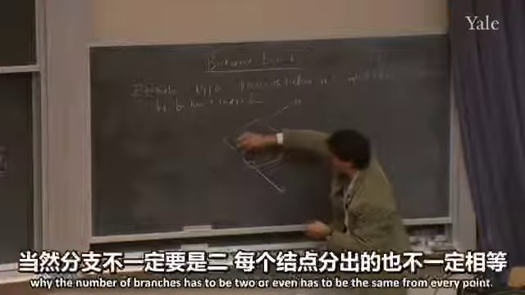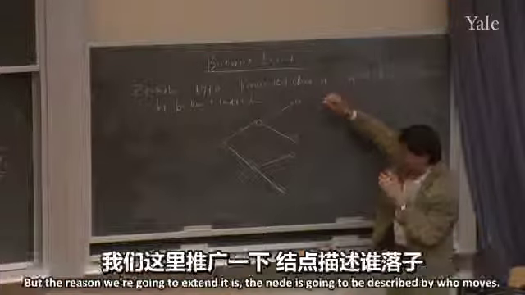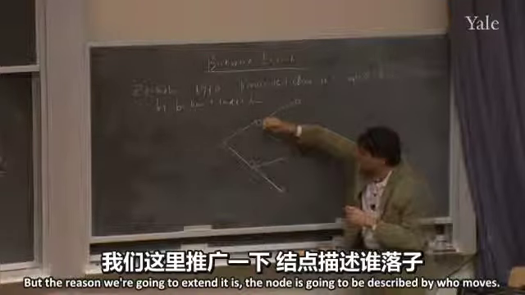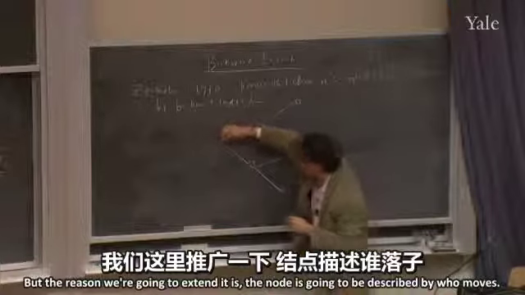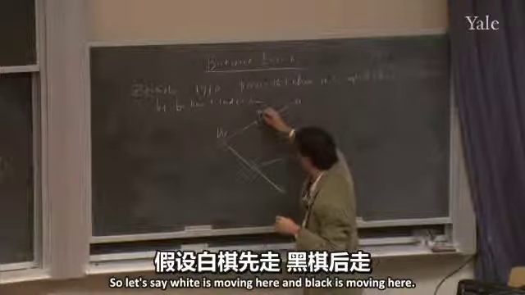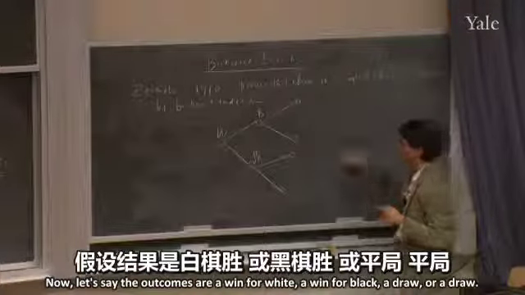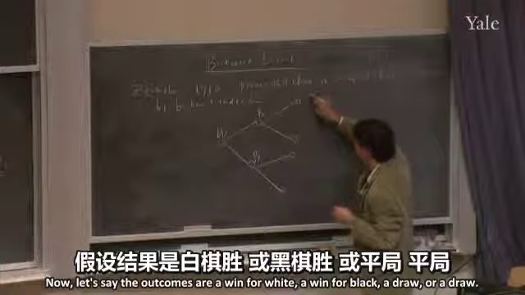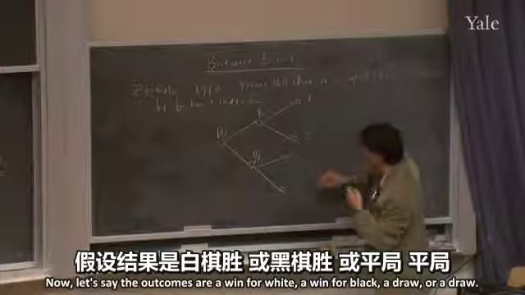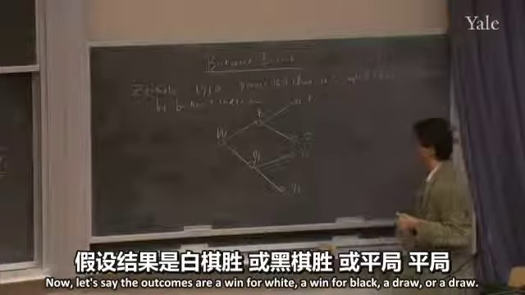And there's no reason why the number of branches has to be 2 or even has to be the same from every point. But the reason we're going to extend it is that the node is going to describe who moves. So let's say white is moving here and black is moving here. Okay, now let's say the outcomes are a win for white, a win for black, a draw, or a draw.